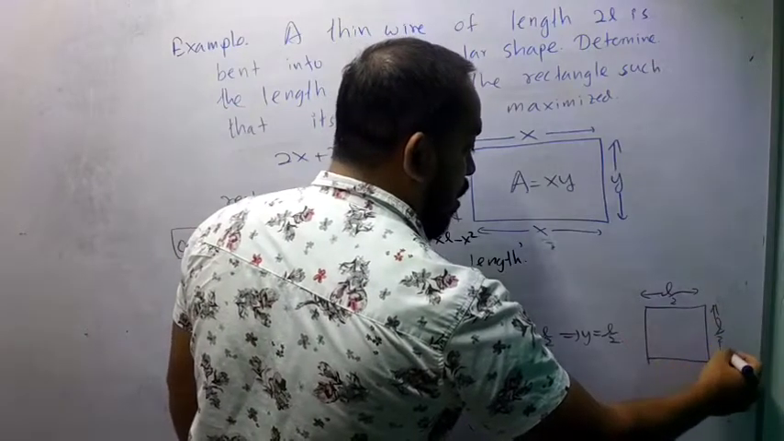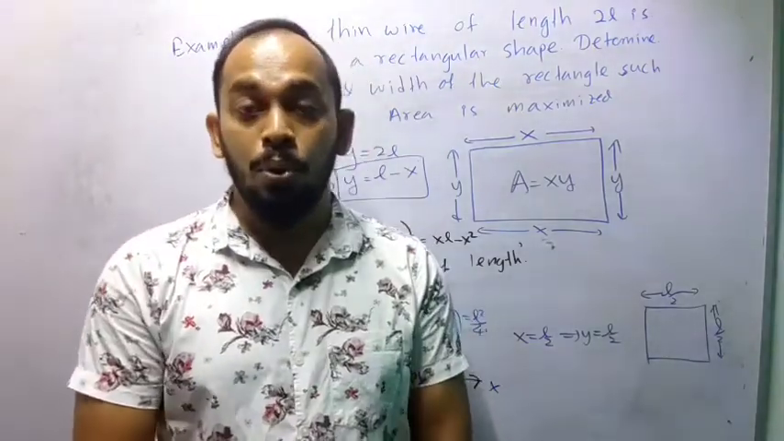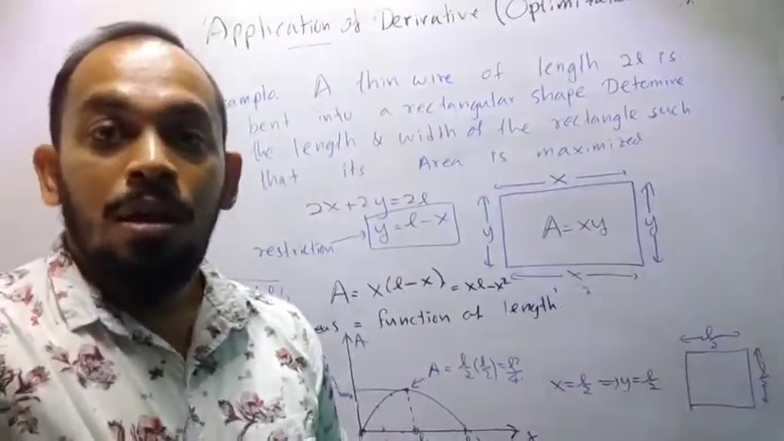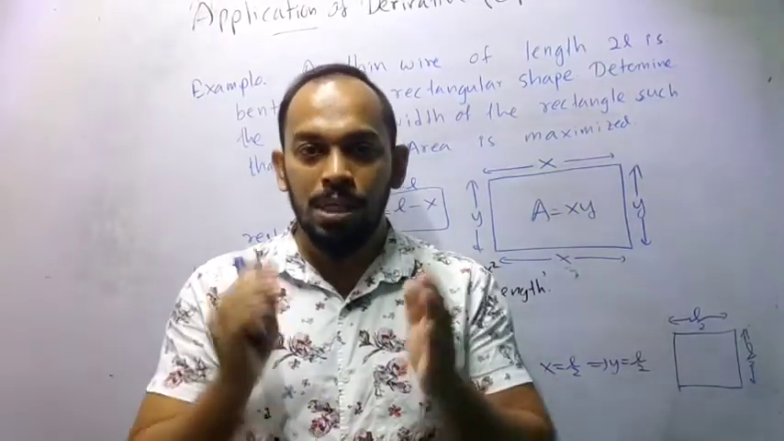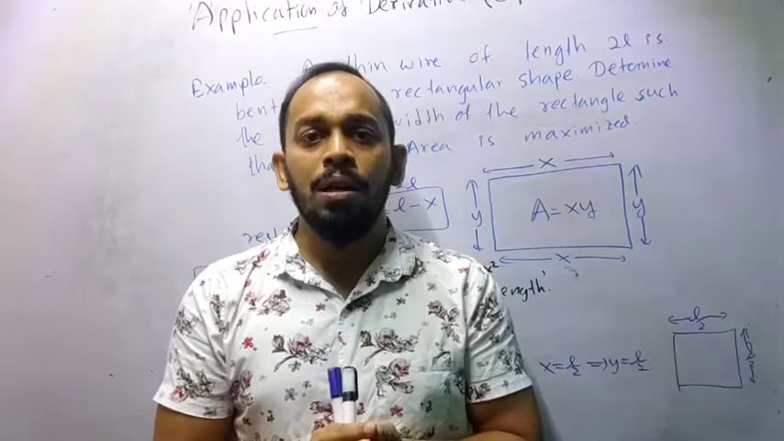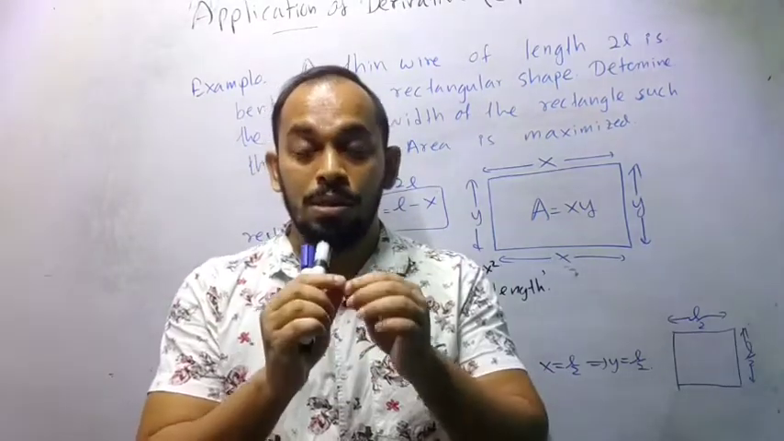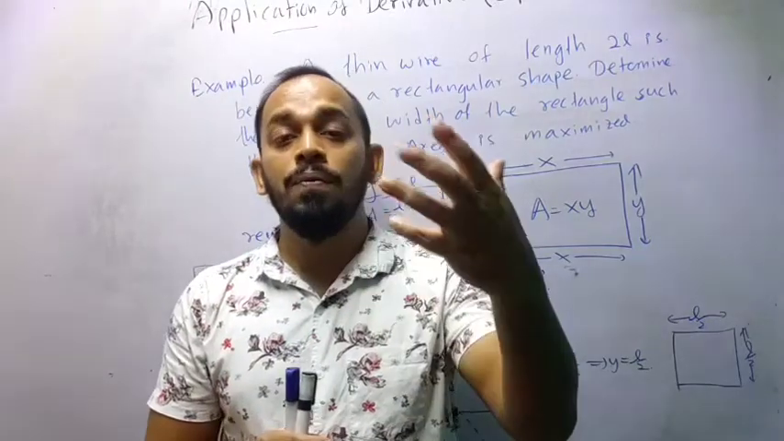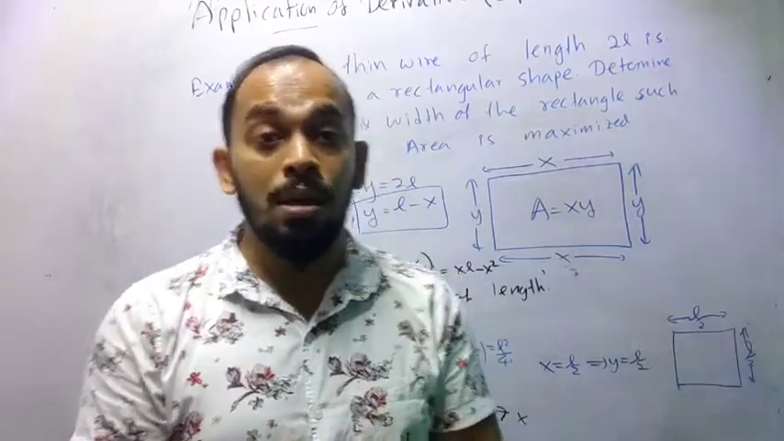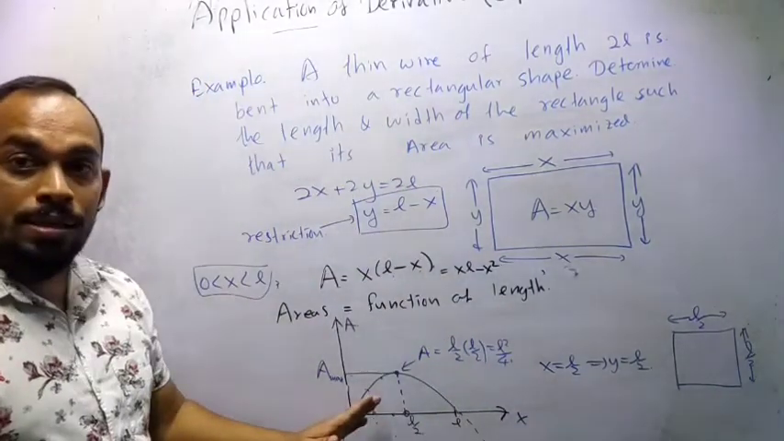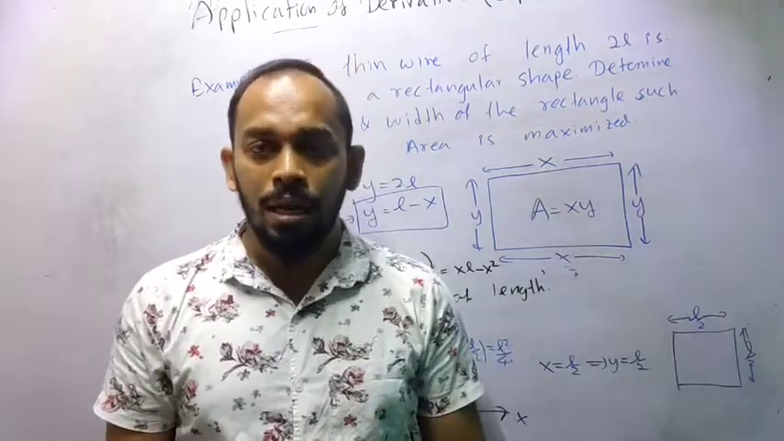A square of side length L by 2. This is why squares are very important, because a square will give you the maximum area for a given perimeter, right? For a certain perimeter, a square will give you the maximum area, not a rectangle, a square. That's why squares are very important. Now you can see this is how you should do it if you don't know anything about derivatives.